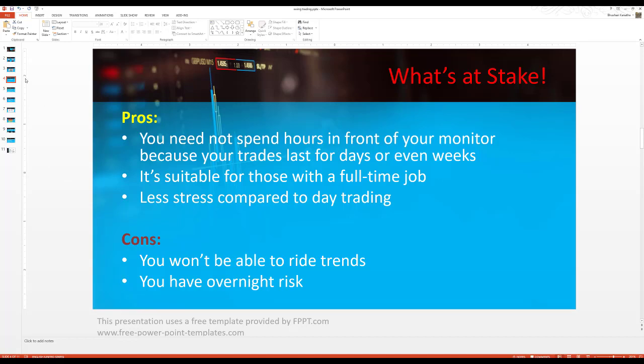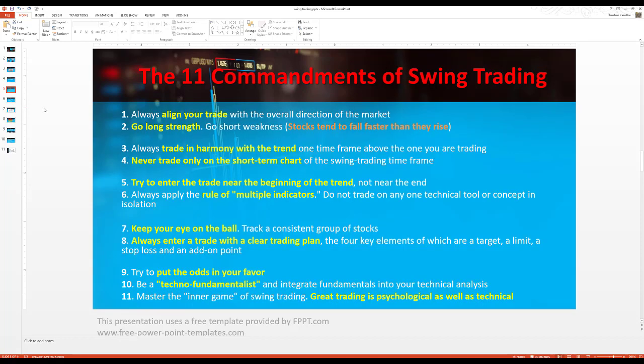You can't just hold and say that okay, it will come back again, because it is not so easy. It will come back, but it will come back after a couple of months, and many people don't have that kind of capital to take losses in lakhs and hold it, right? So what are the 11 commandments of swing trading? After that we'll come to the system and everything.